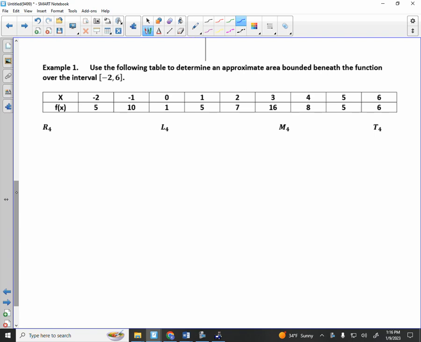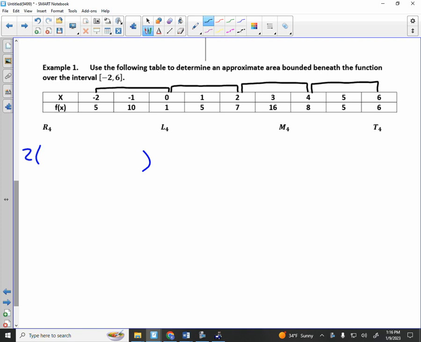What do you guys got? What's the width of each rectangle? 2. Why? Because you take the entire width, which is 8, and divide it by 4 to get 2. So we're going to take 2, and then we're going to multiply it by the sum of the heights. I'm going to draw out the regions, my intervals. I have a width of 2, width of 2, width of 2, and a width of 2.